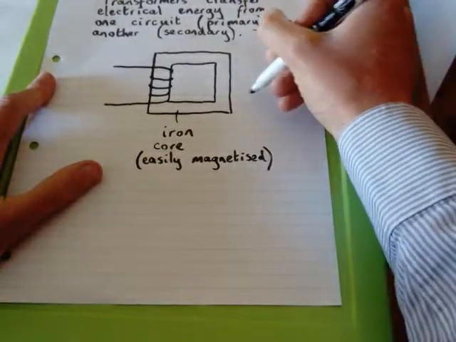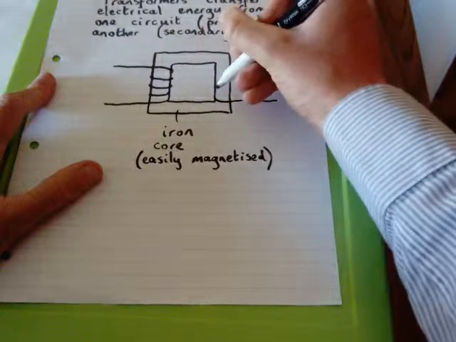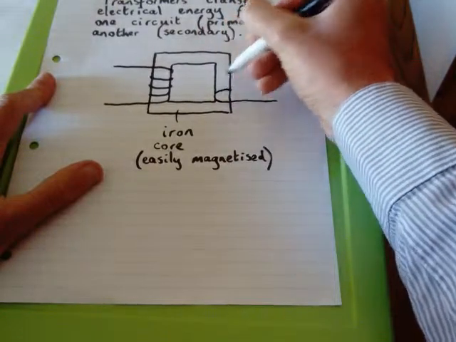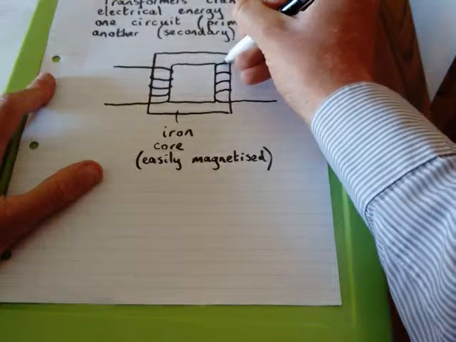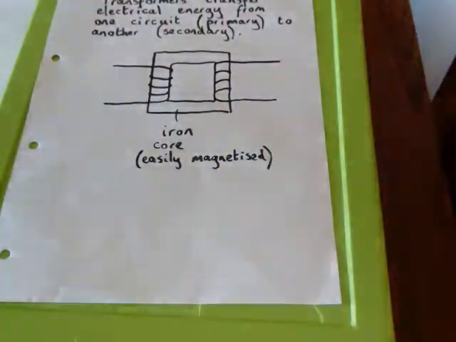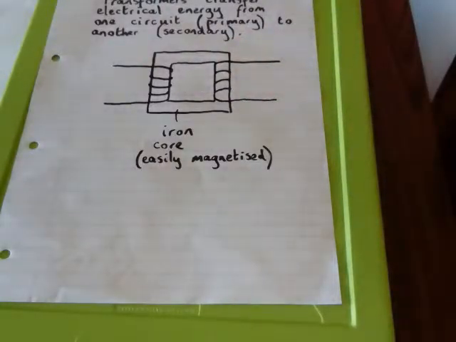And then a secondary coil here. So again, 1, 2, 3, 4, 5 loops. I did say to you that's a slightly useless circuit, a slightly useless transformer, because it's not stepping up or stepping down the voltage. But for understanding how the transformer works, I'm just going to keep it simple.